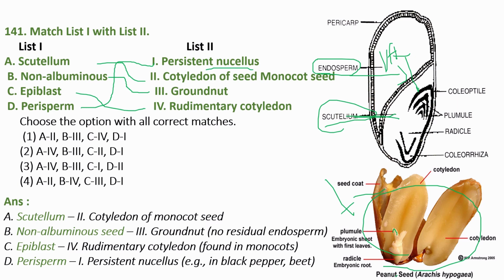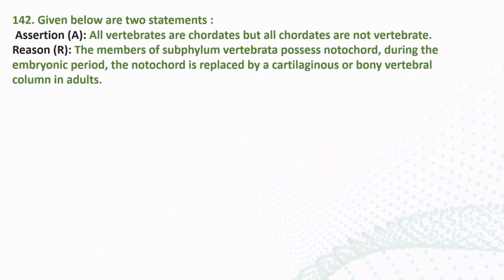So what is the correct answer here? A 2, B non-albuminous 3, C 4, D 1. Okay, so option 1 is correct for this question 141. We'll move on to the next question. Given below are two statements.